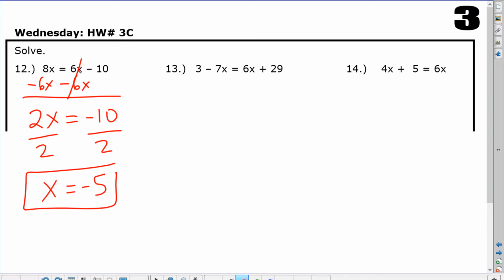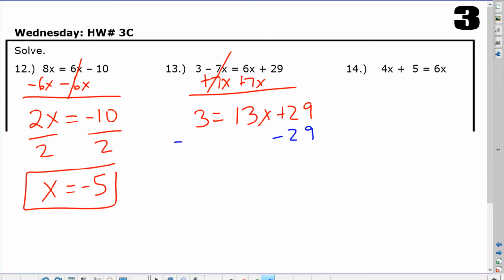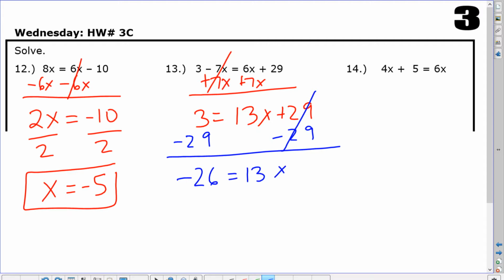Remember, you want to get your variables together. In this problem, since there are 2 terms on the left and 2 terms on the right, it doesn't matter which variable you move. I like to keep my variable positive, so I'm going to choose to move the 7x. Rewrite. Clear the constant. Rewrite. Clear the coefficient.